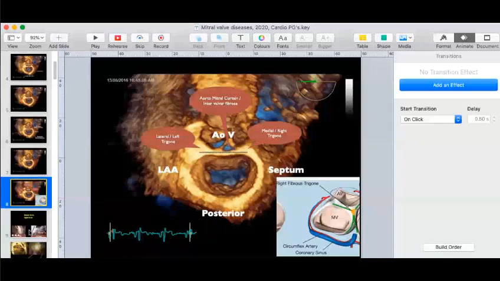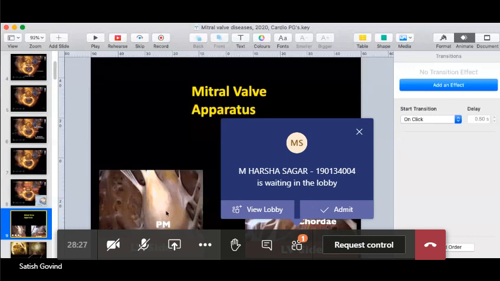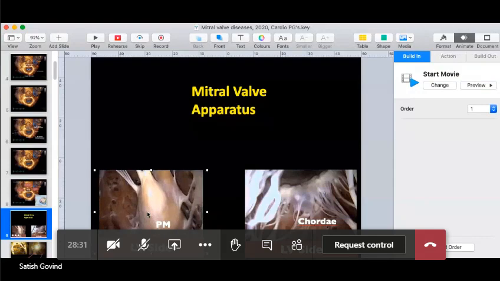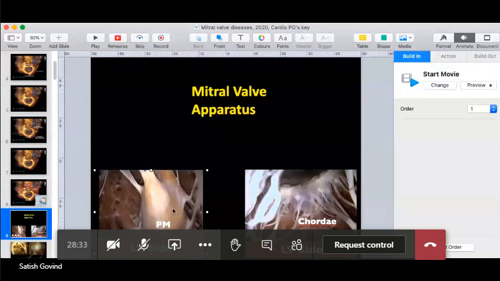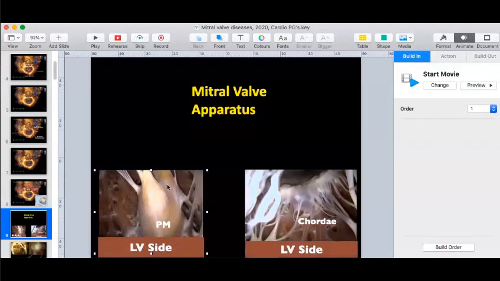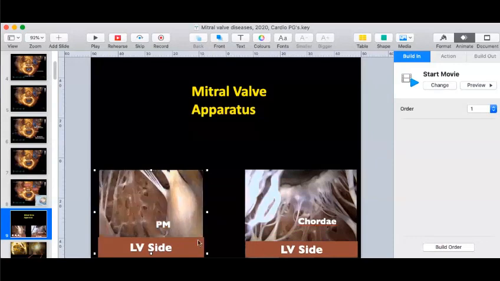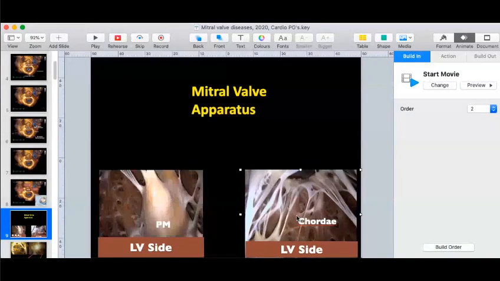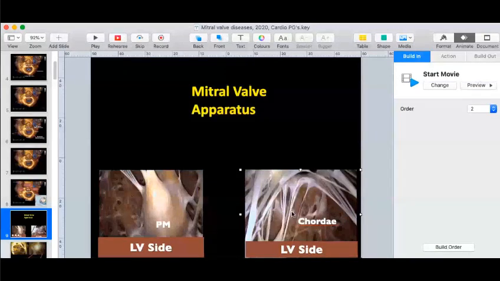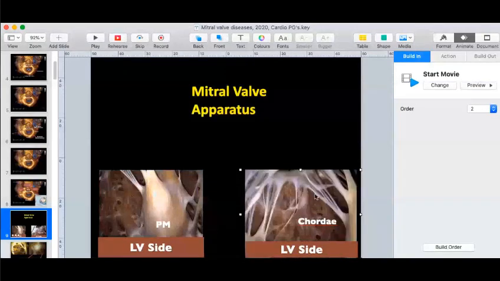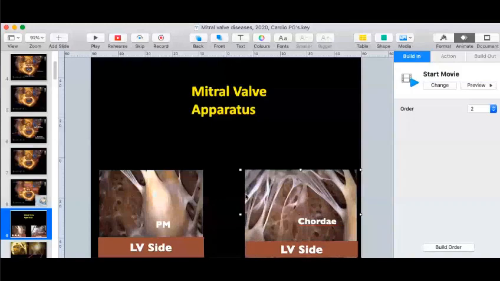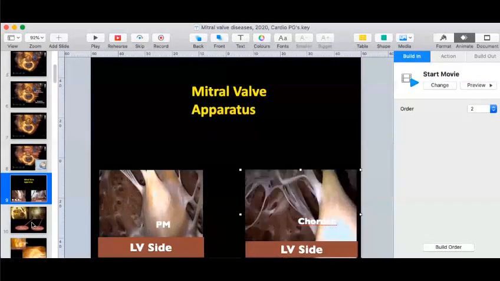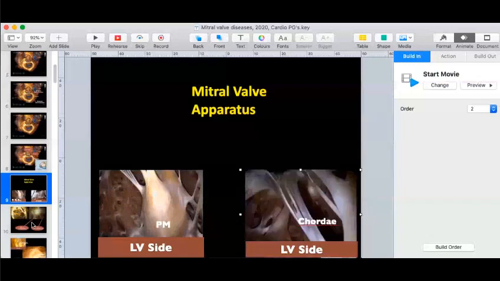And now let me go to this part here. This is how the papillary muscle would look. You have the primary and then the secondary heads. You have these multiple heads, and this would be the chordae. These are the chordae, very thin chordae. And again, you can have different types of chordae. Can anybody tell me the types of chordae which one can classify?